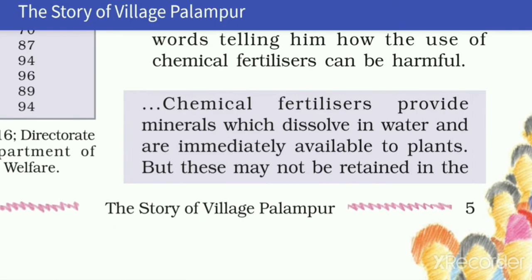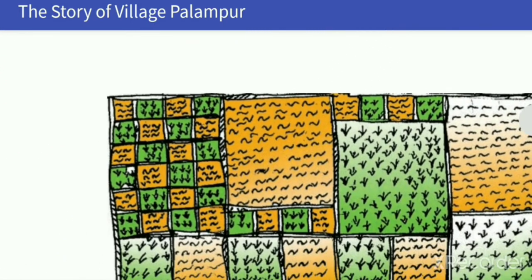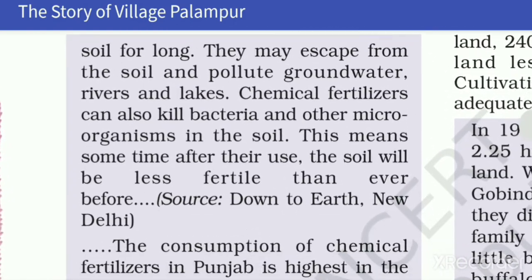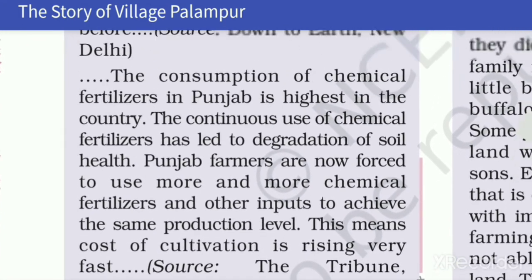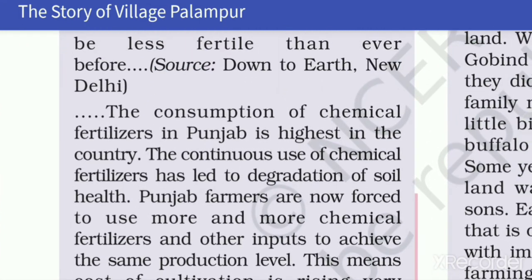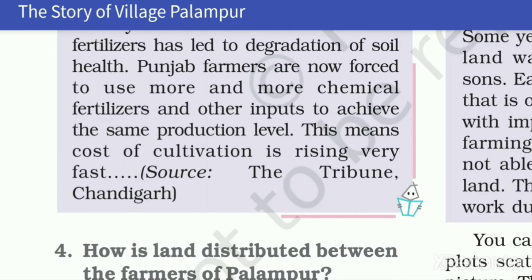Now, one box is given, and what is the information given in this box? Let us find out. Actually, in this box, it has been stressed that the continuous use of chemical fertilizers has led to degradation of soil and converting the land barren. So in this way we have completed the third point.